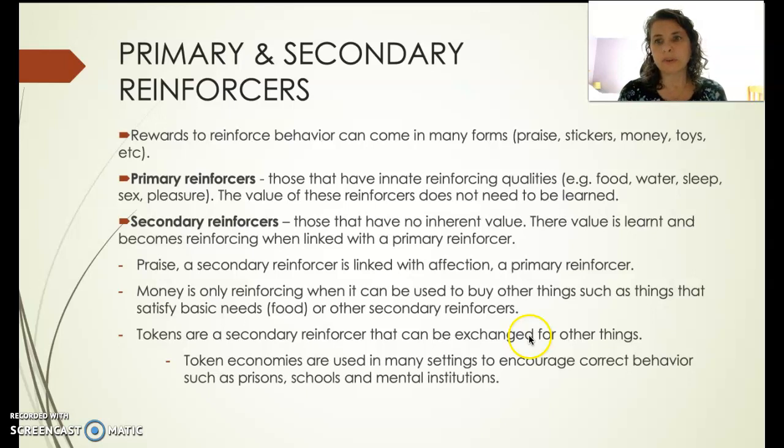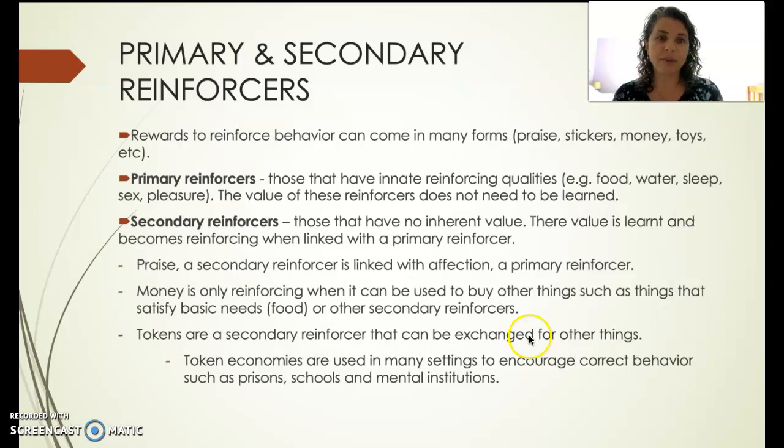So there are lots of different ways to reinforce a behavior. Rewards can vary from primary reinforcers, things like food or candy or privileges or sleep or time with friends. Those are all kind of innately reinforcing. There's also secondary reinforcers, which are more tokens. It could be money. Money is really a secondary reinforcer because it leads to something that is a primary reinforcer. Praise can be a secondary reinforcer because it's linked with affection or recognition, something that is more of a primary reinforcer.